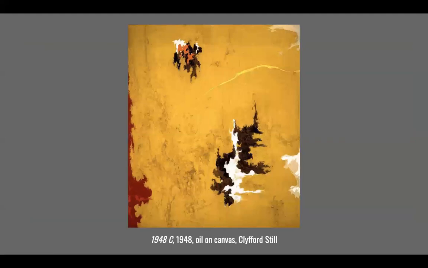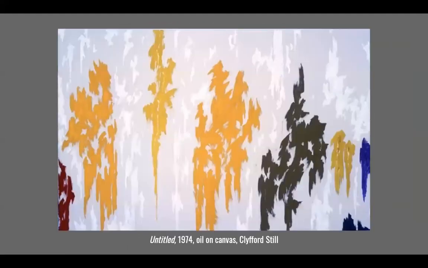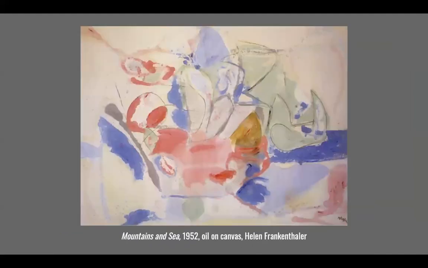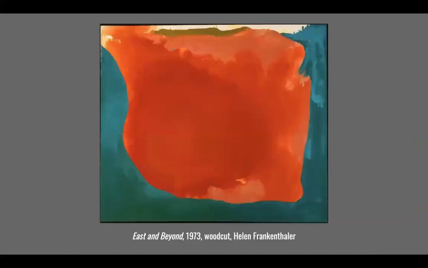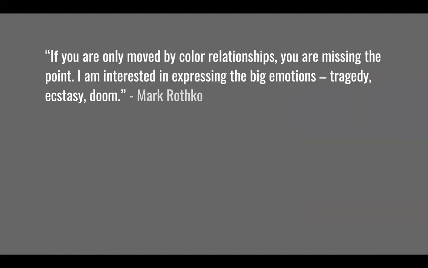Right, so these are entirely non-representational abstract pieces. We still do have some representation in the movement itself. If you're only moved by color relationships, you're missing the point. I'm interested in expressing the big emotions, tragedy, ecstasy, doom, says Rothko.